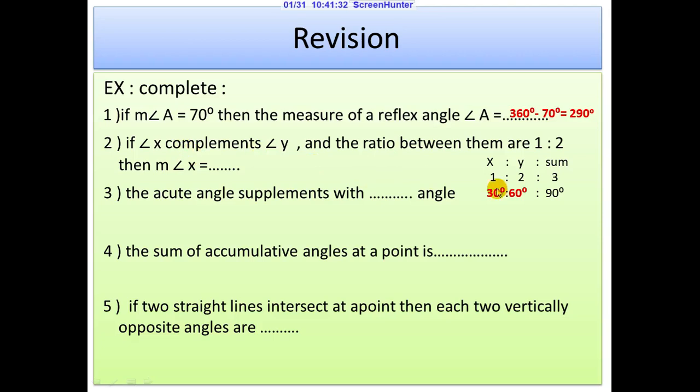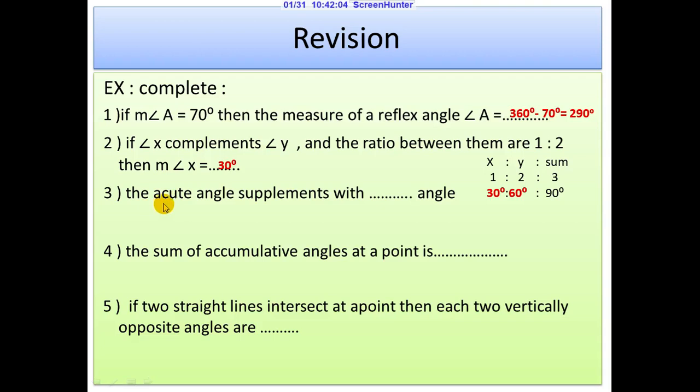Their sum equals 90 because they are complementary, so we must write here in the sum 90 degrees. By doing these steps to find X, 1 multiplied by 90 over 3, the measure of angle X equals 30. By doing the same steps, 2 times 90 over 3, the measure of angle Y equals 60 degrees. So finally, the measure of angle X must equal 30 degrees.